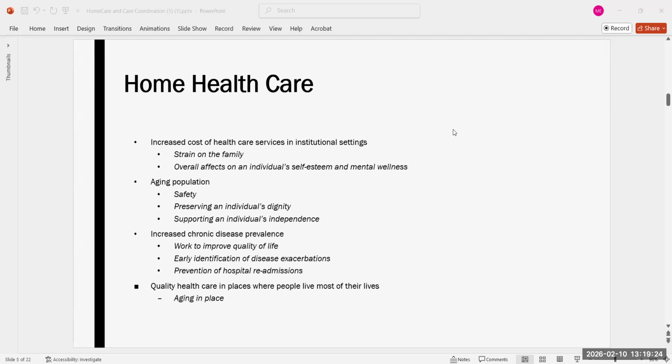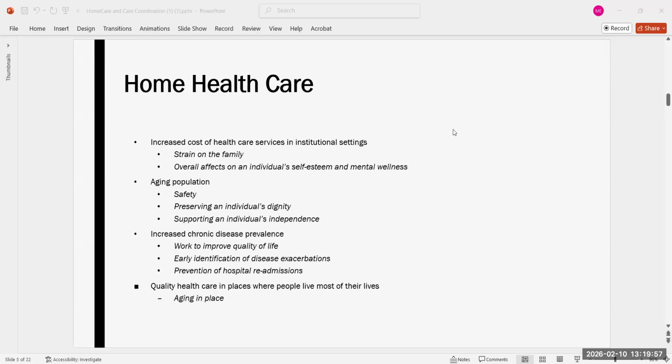Home health care, there may be an extra push for it. There are increased costs associated to healthcare services within institutional settings. Family takes on a lot of the care, but then that could place a strain on the family, and issues that are affecting the patient could end up affecting their overall self-esteem, their mental wellness. We do have an increasingly aging population, and people like to age in place.